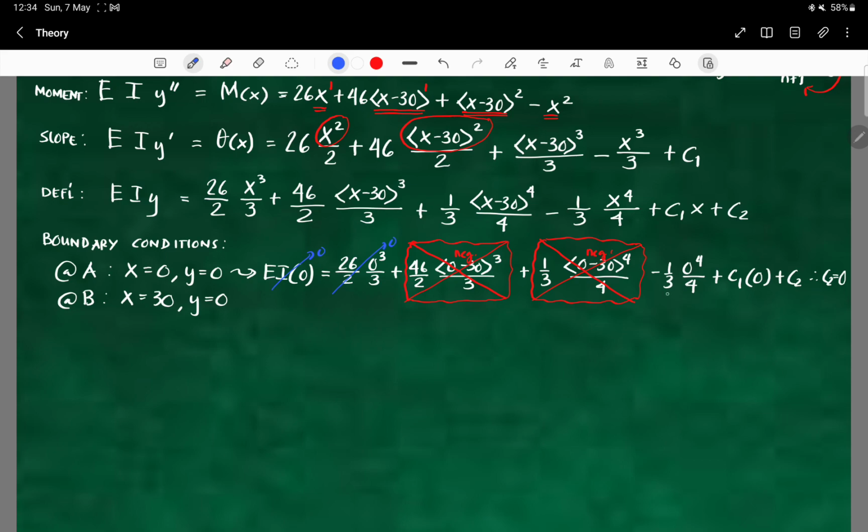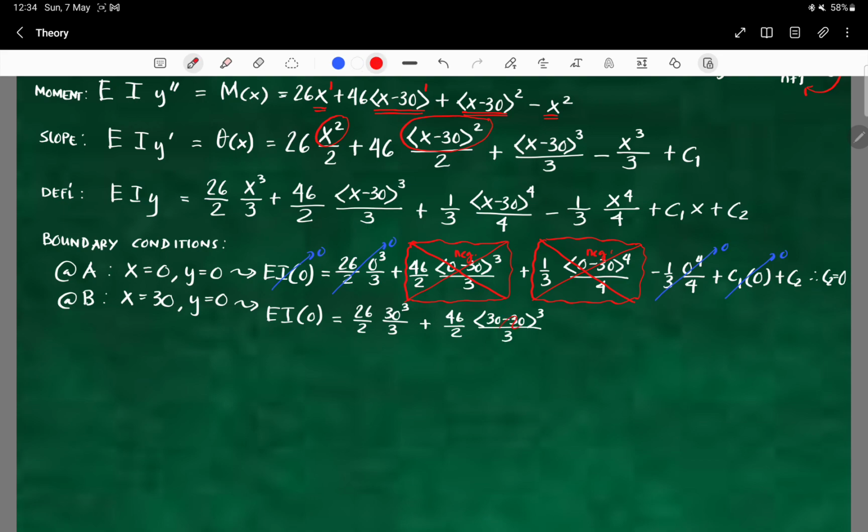This is also 0. So C2 is 0. Now for the second boundary condition, we just need to substitute again the 30. So we have EI y equal to 0, and then we have 26 divided by 2, where x is 30. So 30 cubed divided by 3 plus 46 divided by 2. Then we have 30 minus 30 cubed over 3.